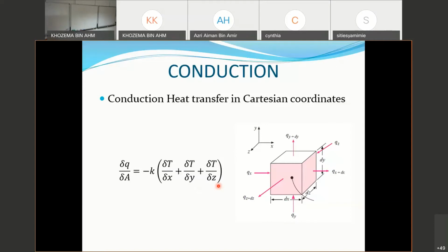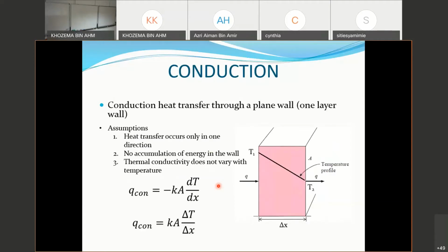So we will assume that there is no heat transfer in the y and z directions. The first thing that we're looking at in conduction is going to be conduction heat transfer through a plane wall, which is a one-layer wall. Before we start solving questions, before we start using Fourier's law, we have to make a few assumptions. First assumption, heat transfer only occurs in one direction. Okay, so it's only in the x direction. There is no y direction and there is no z direction.